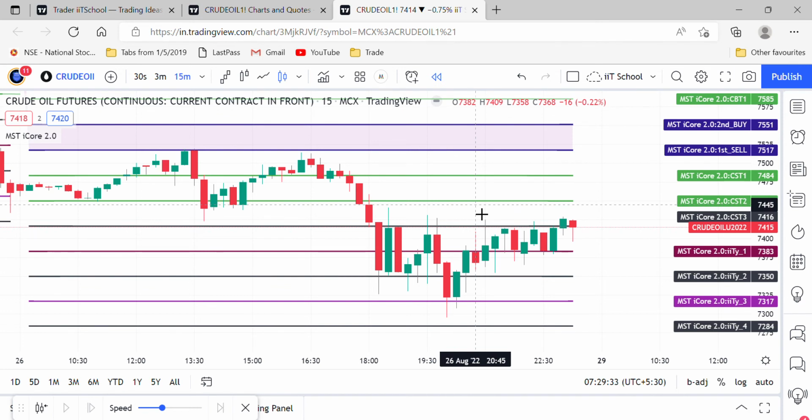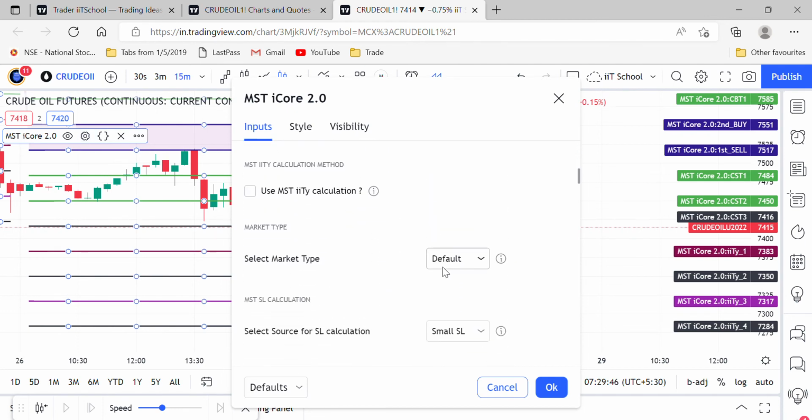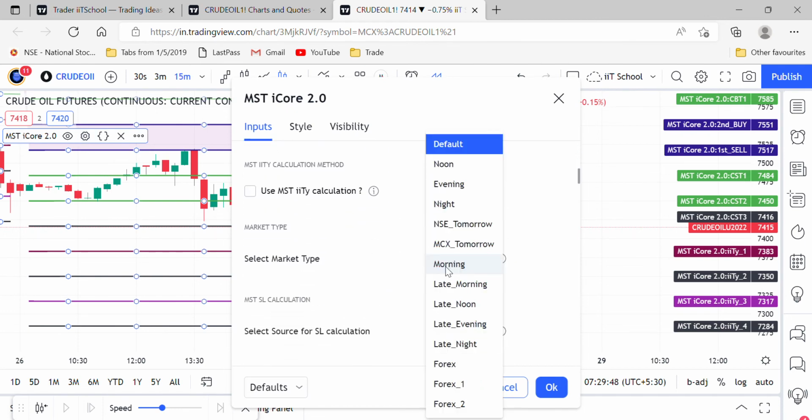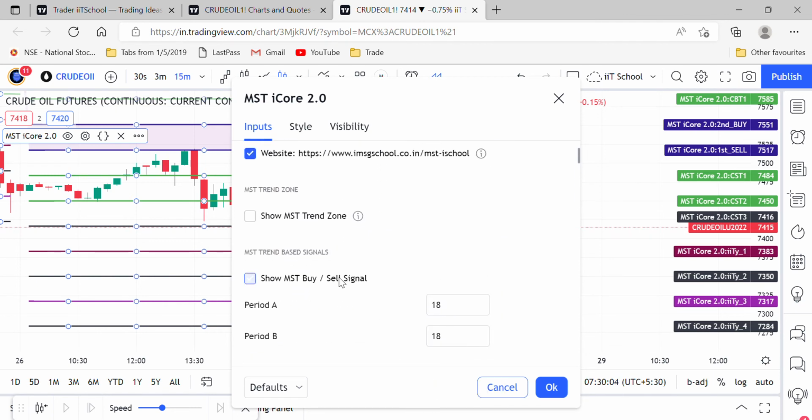This I am showing with the default settings. And if you want to trade only in the afternoon session, you can select noon market. Here we have given extra options. Noon market, evening market, late evening, forex, late night also. You can trade around 9, 10:30 to 11:30 if you want to trade while sleeping and make profit. So that is also possible. All the options we have given, and recently we have added this buy and sell signal.